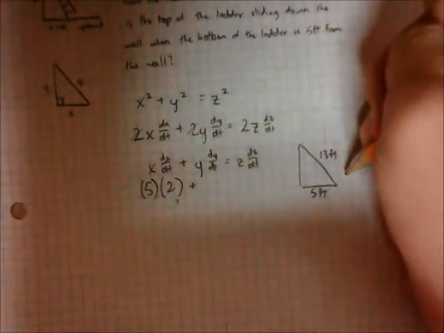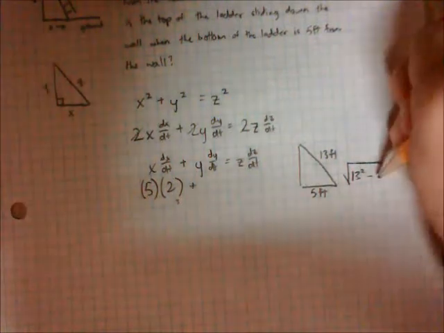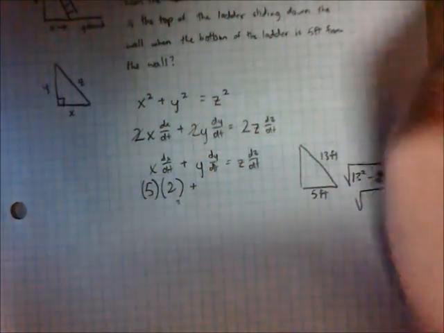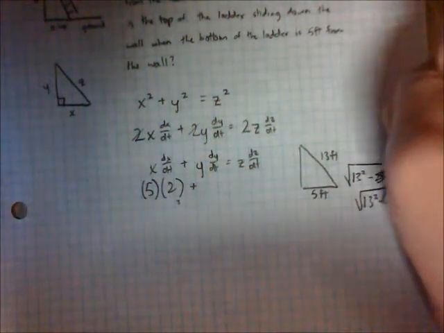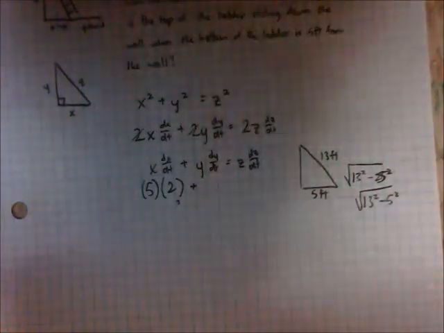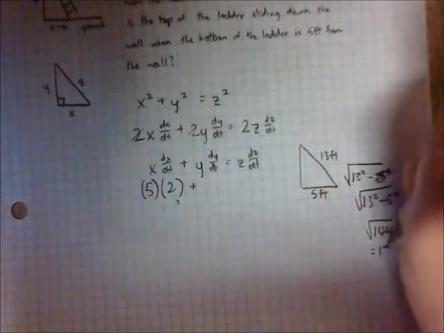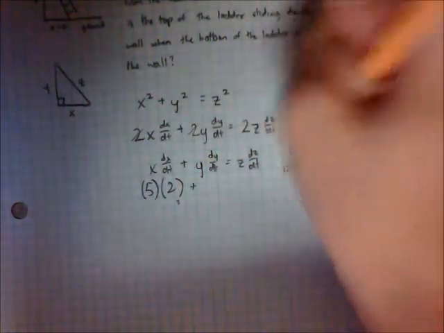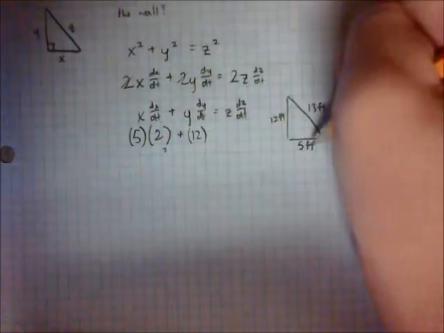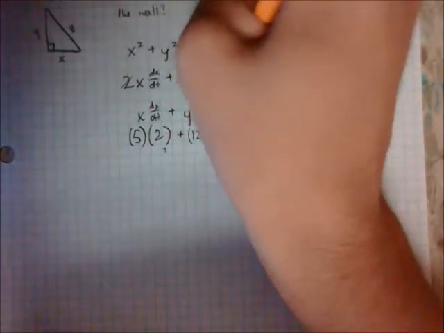So, to solve this, you would do the square root of 13 squared minus 5 squared. So 13 squared minus 5 squared, and what you would get from that is the square root of 144, which equals 12. So this would be 12 feet. So you would plug that in for y, because y is 12 feet whenever x is 5. And you're solving for dy/dt, so you would leave that as the variable.